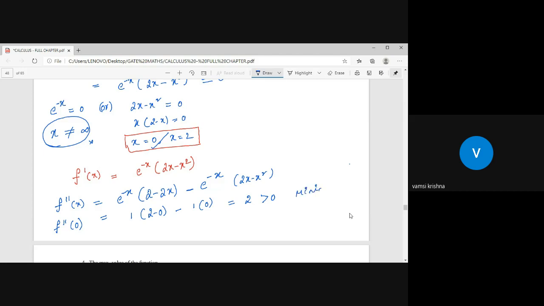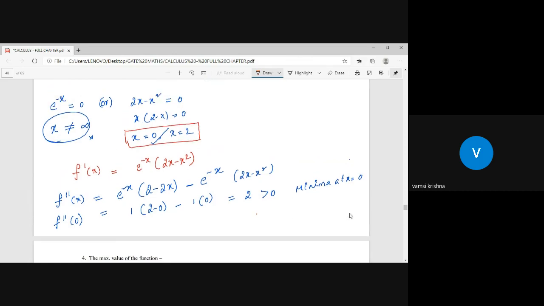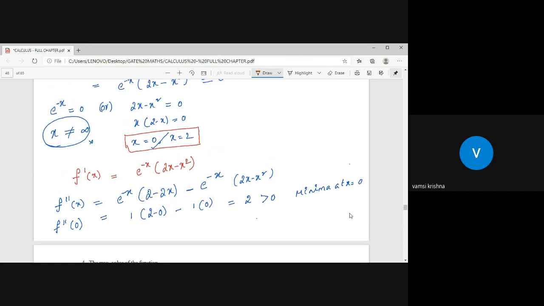Yes, it has a minima at x is equals to 0, but I think our question is maxima. So let us check the second point also. Sir, the second point is f double dash of 2. So in this f double dash of x, if I substitute f double dash of 2, what will I get? E power minus 2. E power minus 2 into 2 minus 2 into 2, 4.